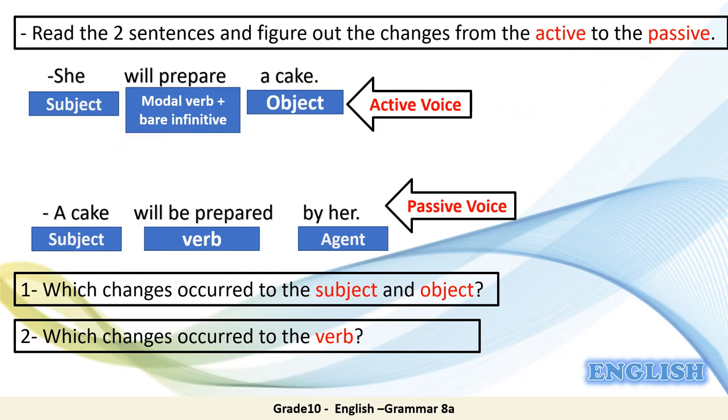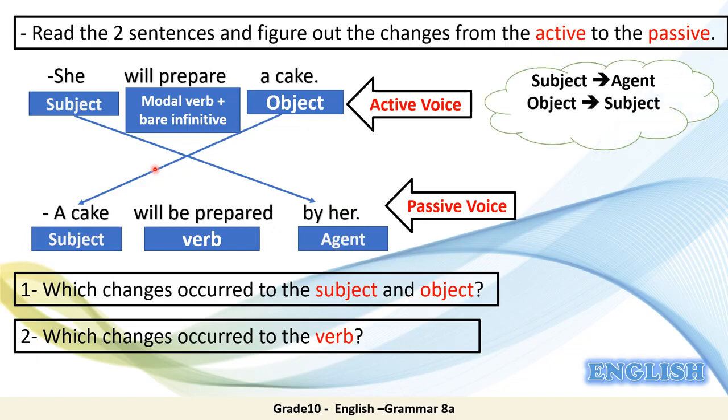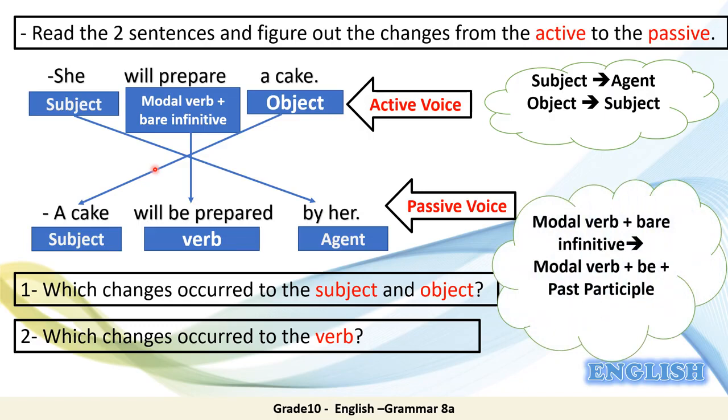Here we have a different structure. We have a modal verb. She will prepare a cake. What changes occur to the verb in this example? Regarding the subject and object, it's always the same. Subject becomes agent, object becomes subject. What about the verb? Excellent. The verb is always made of verb to be plus past participle. But when we have a modal verb, we keep it at the beginning of the verb phrase. So, modal verb plus be plus past participle of the verb in the previous sentence.